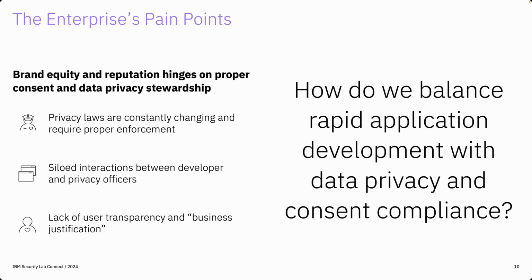Enterprises need to address these challenges, and there are three things that they struggle with. One is complex regulatory compliance, which is changing and needs proper enforcement. You can't do away with that. The second one is siloed interaction, which I will explain in a later slide. There is not a common language or an easy way for data privacy officers and developers to work together, so that when data privacy officers give their requirements, they are easily consumable by developers. So there are siloed interactions. And then there is the lack of transparency, and a lot of times businesses cannot determine the exact amount of information that is to be collected.